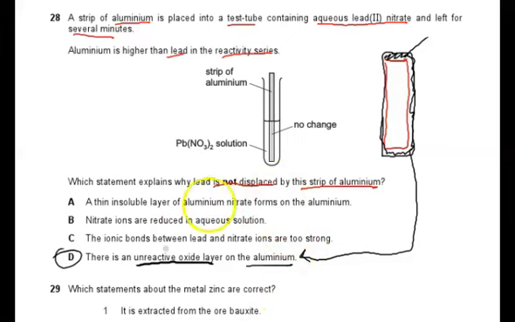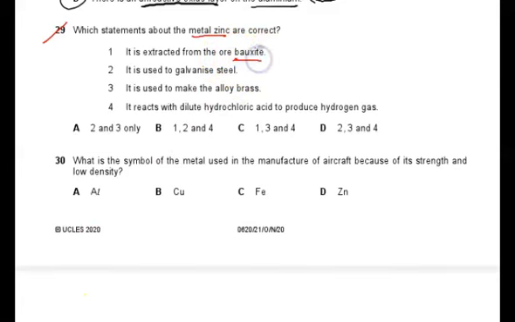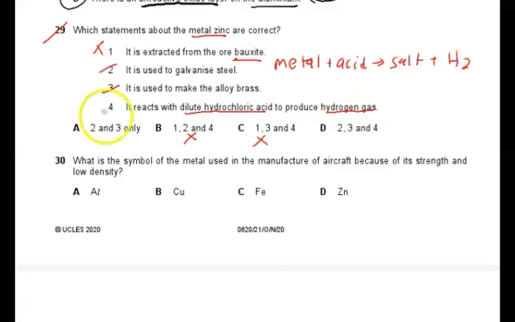Okay, now we move to 29. For 29, which statements about the metal zinc are correct? It is extracted from bauxite. This bauxite is for aluminium. So B is wrong, C is wrong, so your answer is either A or D. So 2 and 3 is correct. And the next one, it reacts with dilute sulfuric acid to produce hydrogen gas. Yes, when you have a metal with acid, you'll have salt plus hydrogen gas. Okay, so yes, it's correct. So your answer here will be D.